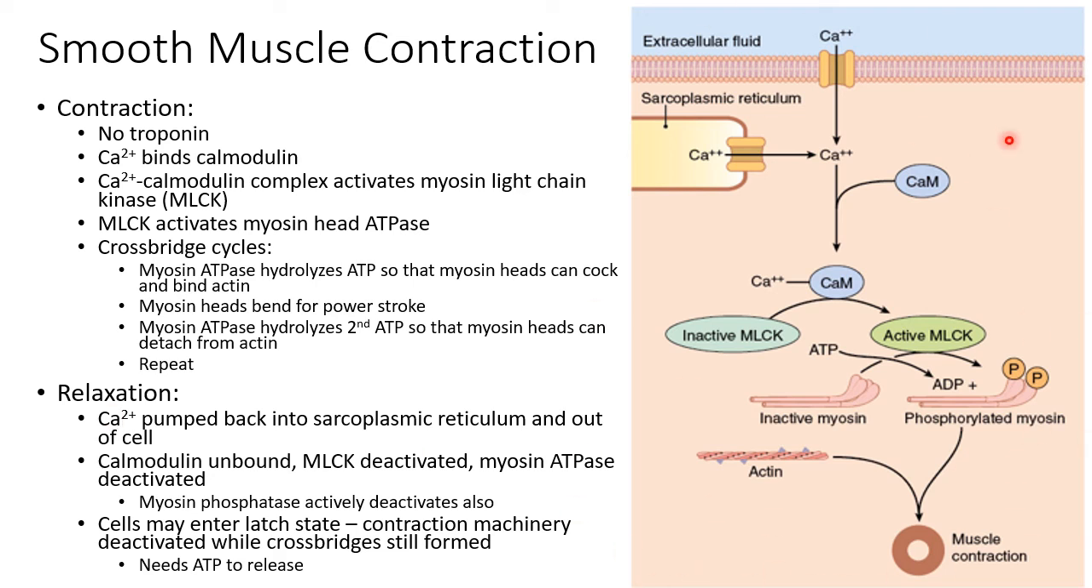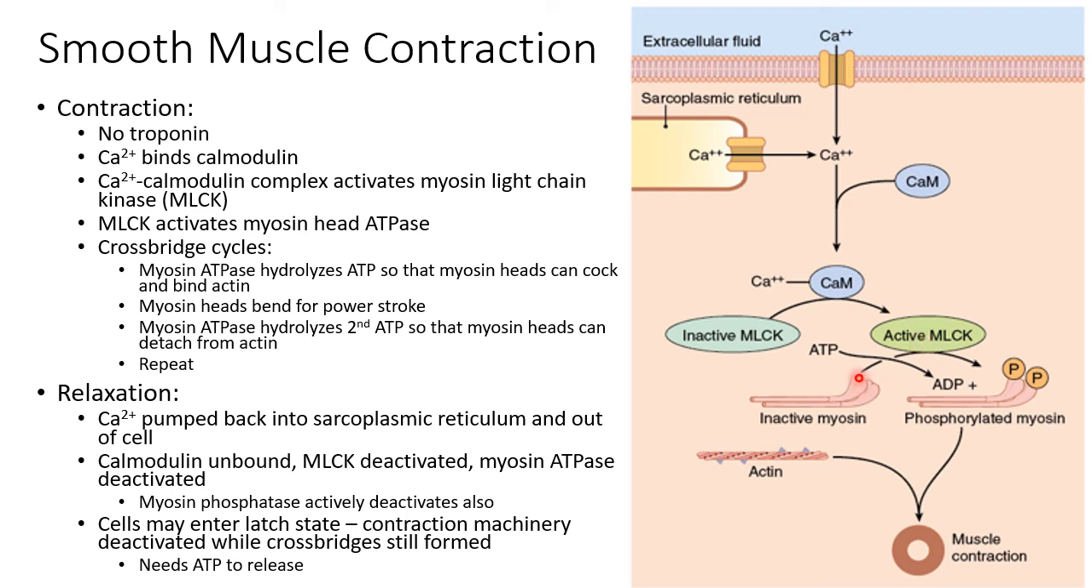So here's the diagram of that. Here you have your voltage-gated calcium channels that have been opened by the action potential. Calcium enters the cell from outside, or it enters the cytosol from the sarcoplasmic reticulum. Then you're going to have it binding to calmodulin right here. So this complex of calcium with calmodulin activates MLCK, or myosin light chain kinase, and then you have the active myosin light chain kinase, and then that active MLCK is going to activate the myosin head ATPase.